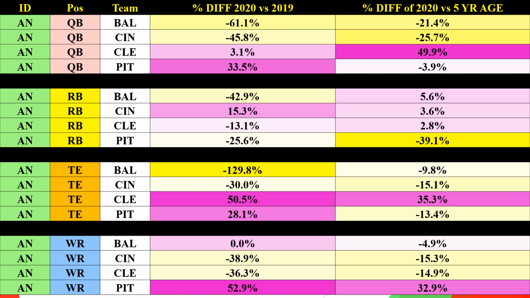Baltimore tight ends, oh my goodness, 130%. Oh, that hurts, 2020 versus 2019. So be very cautious of the tight end. So goes the quarterback, so goes the tight end. Cleveland did well. Pittsburgh did pretty good. Again, Pittsburgh improved because Ben wasn't there in 19 but came back. So I think Cleveland's the one that really stands out, and you can see the 5-year comparison. It's the only one that's in the positives here. So continue to be bullish on Cleveland tight ends.